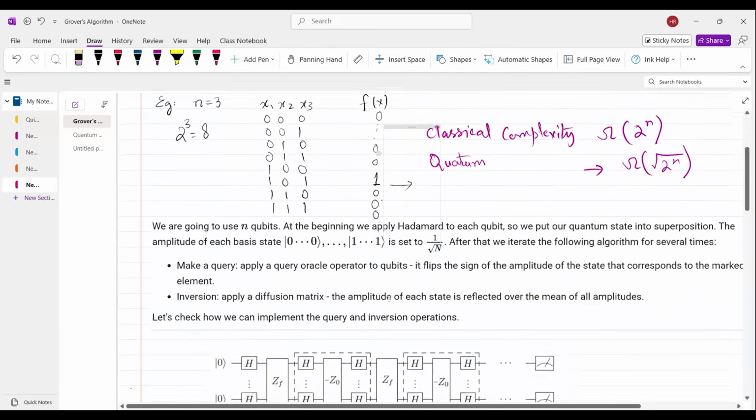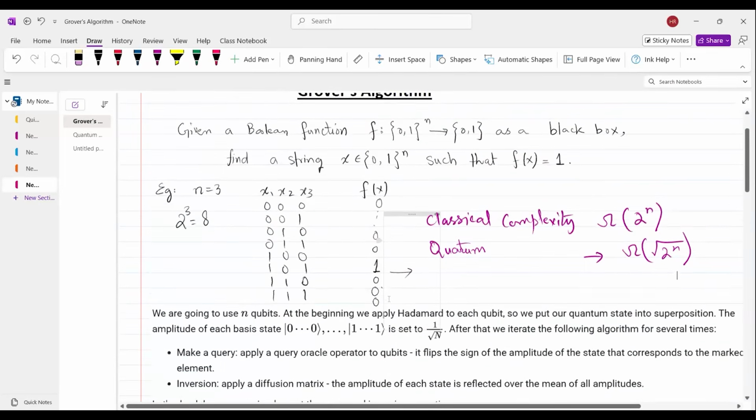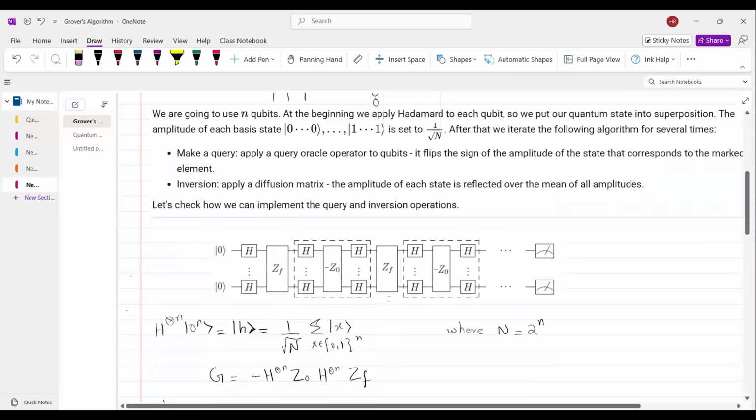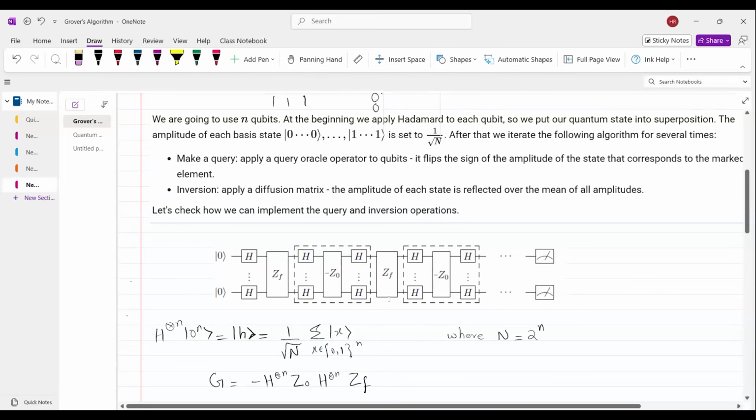Okay. So when we are talking about Grover's algorithm, we are going to use n qubits. At the beginning of this quantum algorithm, whenever we are working with quantum algorithms, the qubits are initialized to 0. So all n qubits are initialized to 0 over here, and then we apply Hadamard to each qubit, as it has been shown over here.